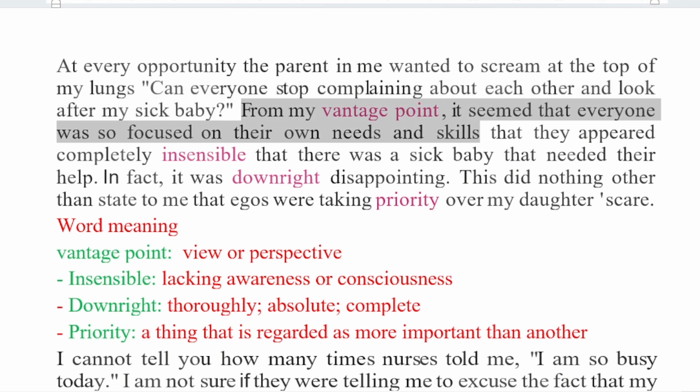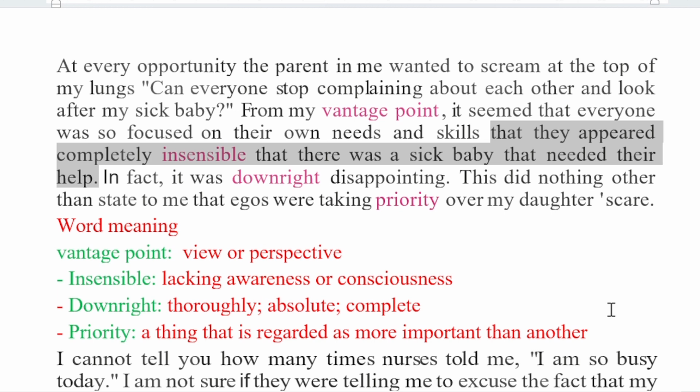From my vantage point, it seemed that everyone was so focused on their own needs and skills. So the speaker is saying that from her perspective, it appeared that everyone around her was only thinking about themselves and what they wanted or what they were good at. That they appeared completely insensible that there was a sick baby that needed their help. So it seemed like everyone was not aware or not paying attention to the fact that there was a sick baby who needed their help.